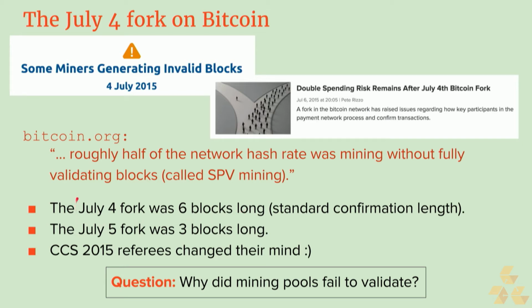It was a serious event. The July 4th fork was 6 blocks long, which is a standard confirmation length, so some people who had confirmed transactions on Bitcoin had them wiped out. On July 5th, the same thing happened again the next day, but it was only 3 blocks long. This is sort of where I myself came into the picture. We had written a paper saying, look, there's this verifier's dilemma. It's an issue, and CCS said that's just a theoretical attack, it's never going to happen.